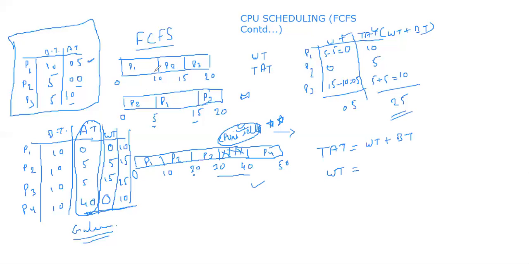So that is first come first serve and various examples of first come first serve. Now what are the advantage and disadvantage of first come first serve? First of all, let's take the advantage. The advantage is that FCFS is the easiest one.